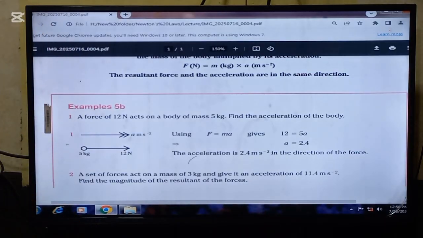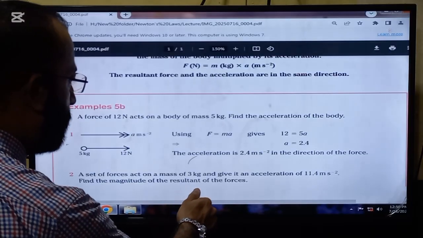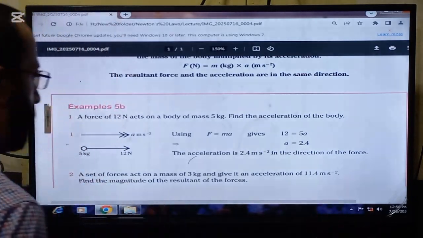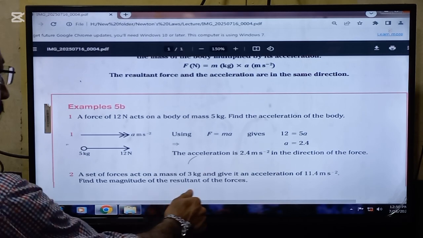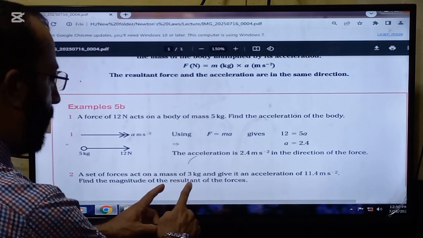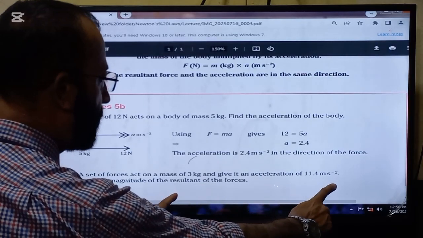In question number 2, a set of forces act on a mass of 3 kg and give it an acceleration of 11.4 meter per second square. Find the magnitude of the resultant of the forces. So look now, here M is 3 kg, and A is 11.4 meter per second square.